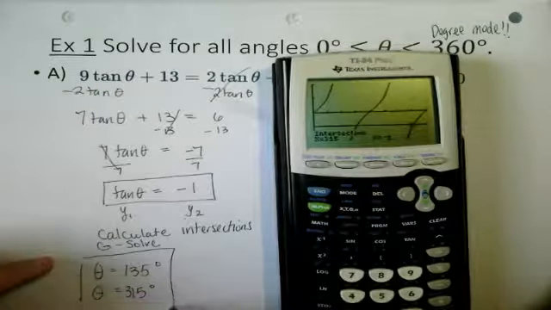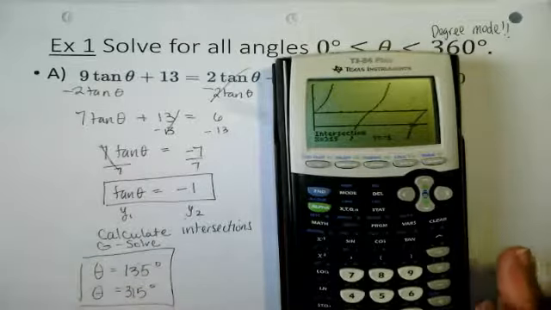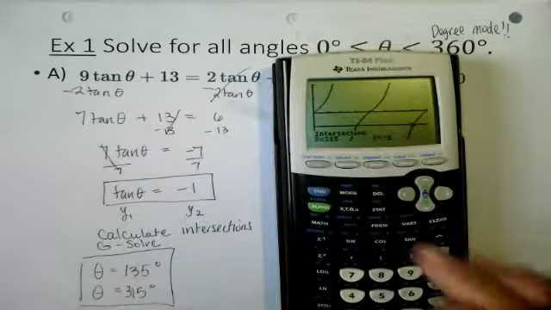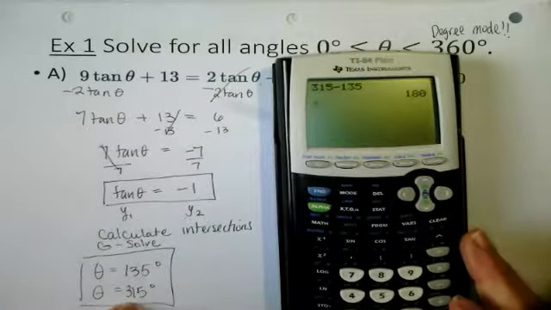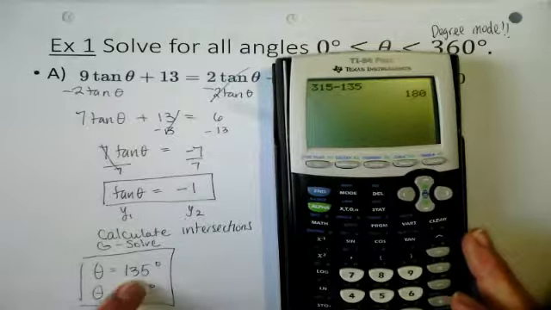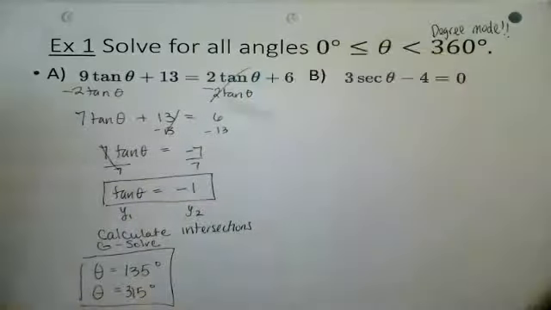And so those are our two solutions. I would also like to point out that 315 minus 135, they differ by 180 degrees. So if you get the first one, you can add 180. That works sometimes. All right, let's try another one.